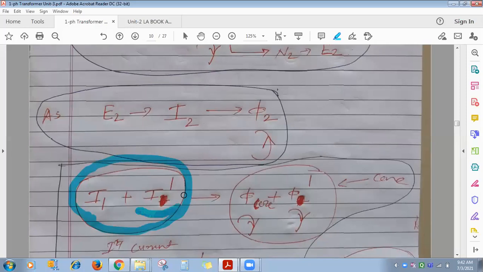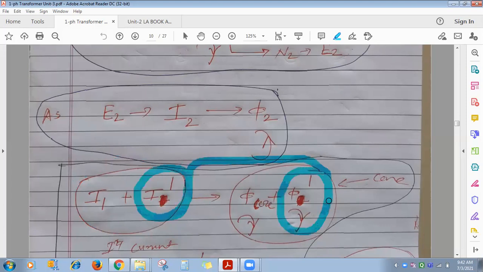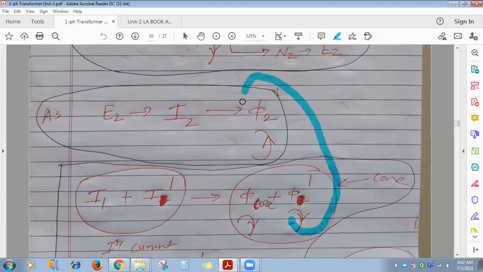And what will be the magnitude of this I1 dash? How much additional current does the primary take from the constant supply voltage V1, so that the flux produced by I1 dash, phi1 dash, has the same magnitude as phi2? And their directions are different. So what will happen with phi2 and phi1 dash?